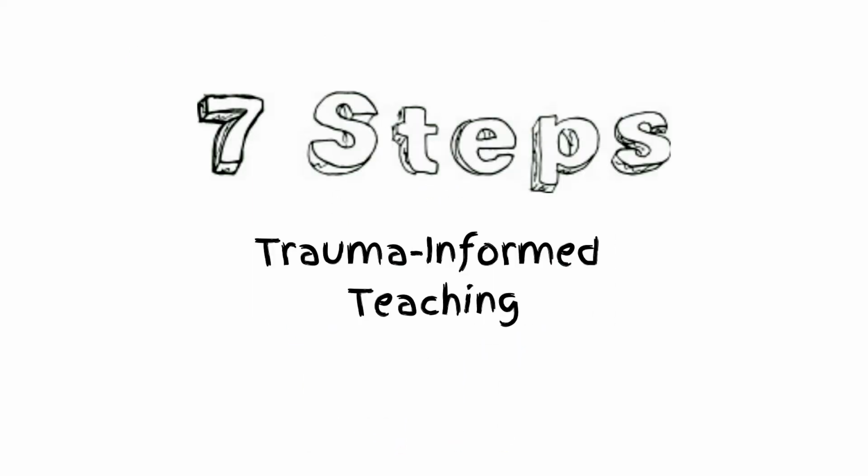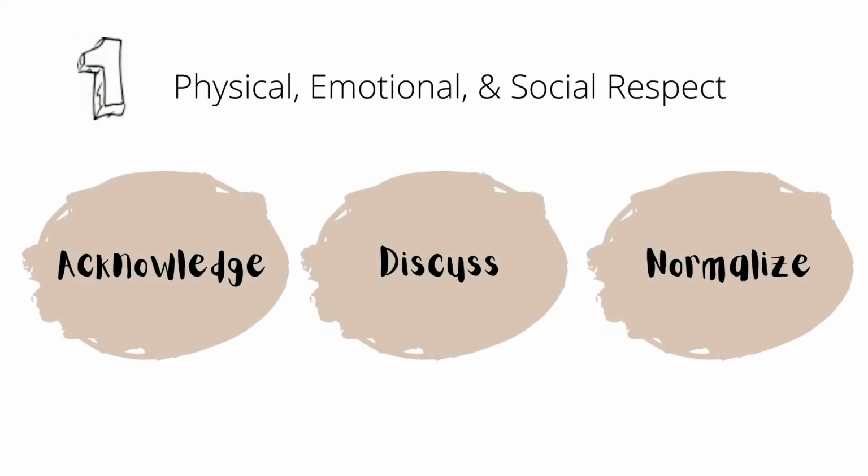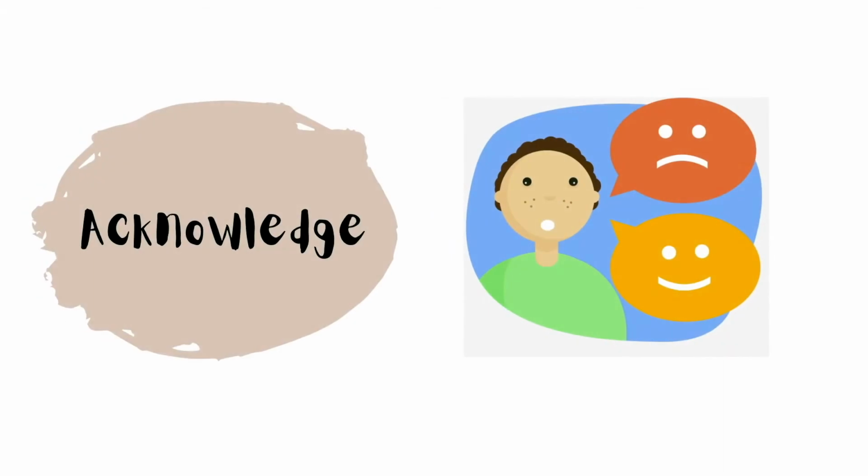Here are 7 steps to implementing trauma-informed teaching in the classroom. Step 1. Physical, emotional, and social respect. Acknowledge a student's emotions and experiences, taking into consideration how their individual identities impact them differently and affect their learning.